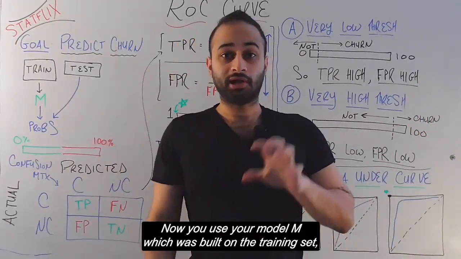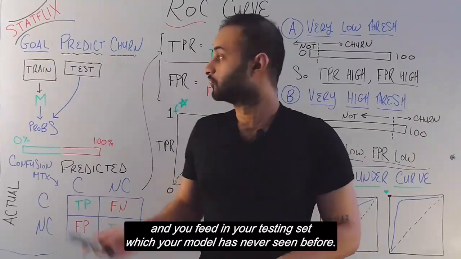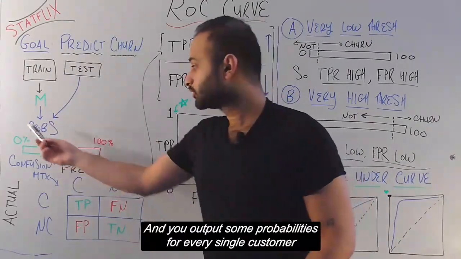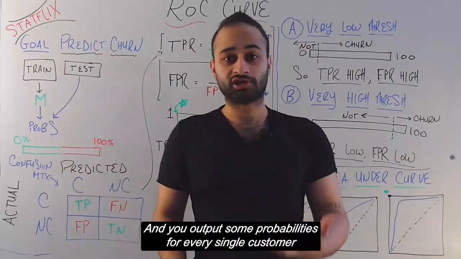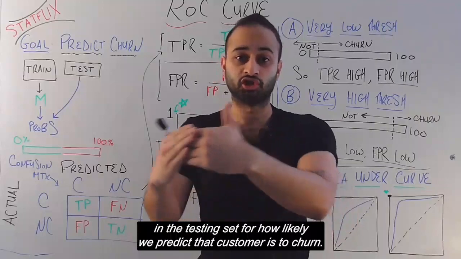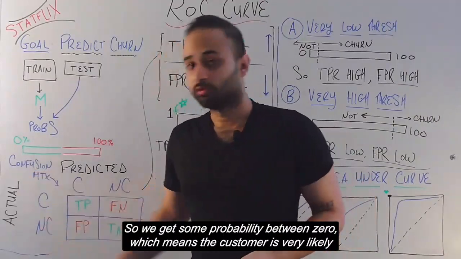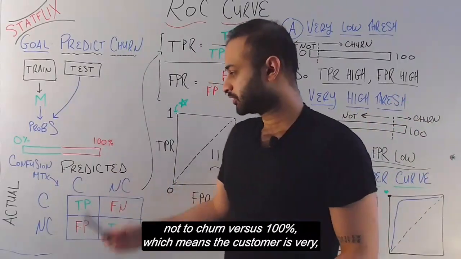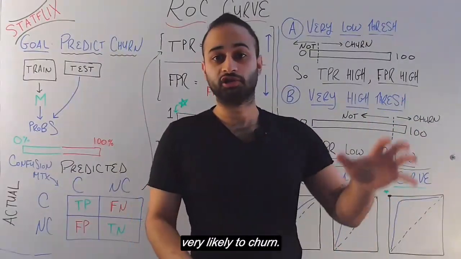Now you use your model M, which was built on the training set, and you feed in your testing set, which your model has never seen before. You output some probabilities for every single customer in the testing set for how likely we predict that customer is to churn. So we get some probability between 0, which means the customer is very likely not to churn, versus 100%, which means the customer is very, very likely to churn.